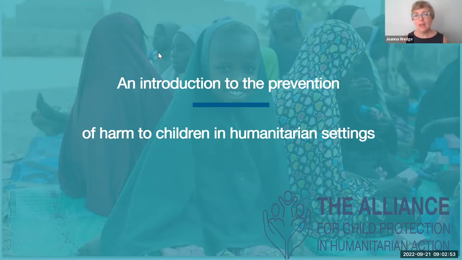My name is Joanna Wedge and I work for UNICEF as one of the two co-leads of the Child Protection Minimum Standards Working Group, which is one of the four working groups of the Global Alliance for Child Protection in Humanitarian Action. So it's a real pleasure for me to have brought together this super panel that you're going to be learning from and learning with over the next hour.